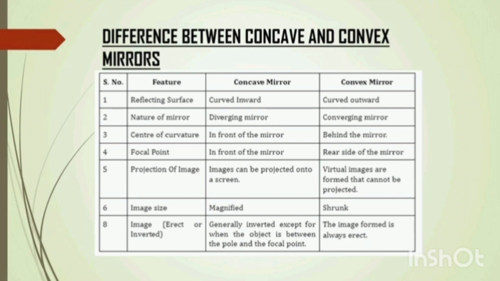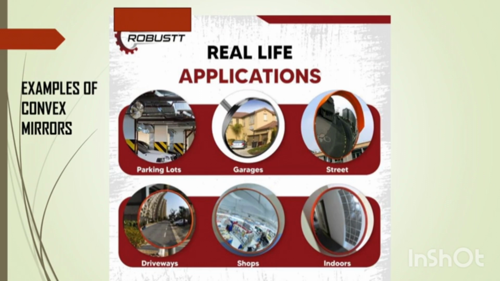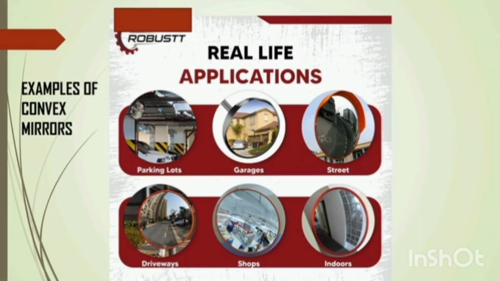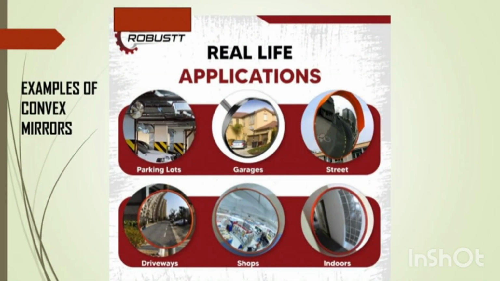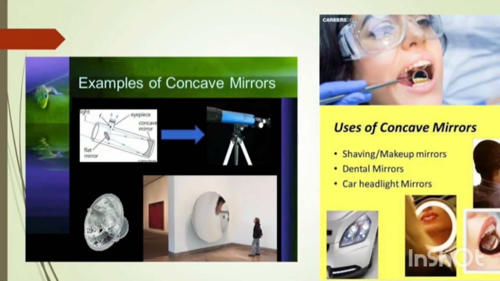In real life, you can see convex mirrors in various places, like in parking lots. Where cars have been parked, there will be a mirror on the top, and that is a convex mirror. And in garages, on streets, on driveways, in shops, and indoors, you will be seeing certain types of convex mirrors. Whereas concave mirrors are used in shaving or makeup mirrors, dental mirrors, car headlight mirrors, in the torch, and in the eyepiece. These are all examples of concave mirrors.